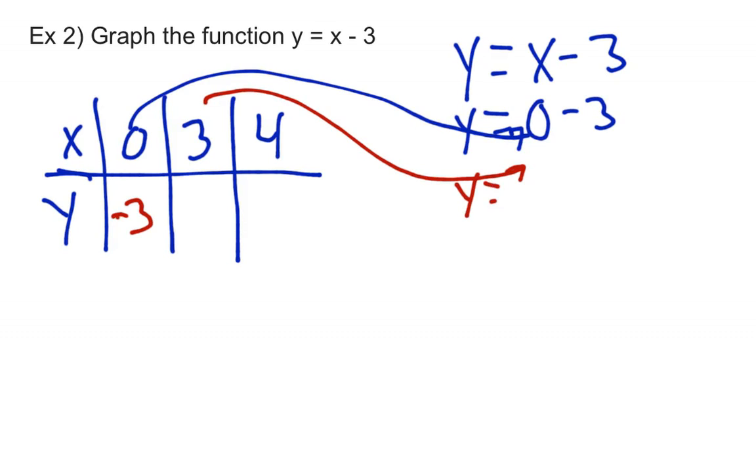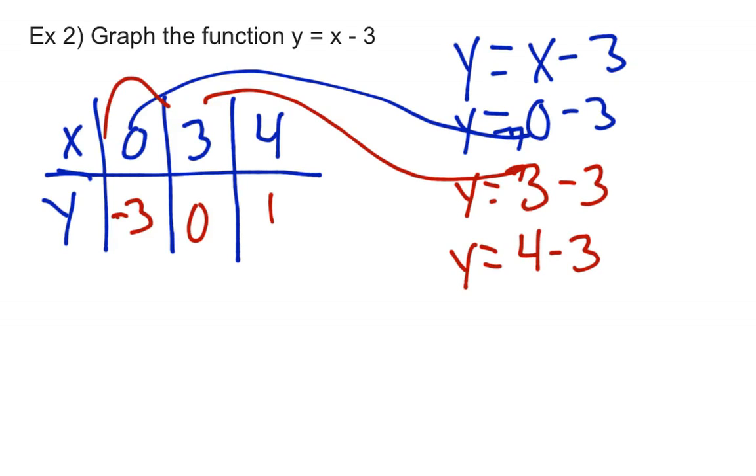So this becomes y equals 3 minus 3. Well, 3 minus 3 is 0. Finally, my last one, y equals x minus 3, but this time I'm going to use 4 as my x, and 4 minus 3 gives me 1.